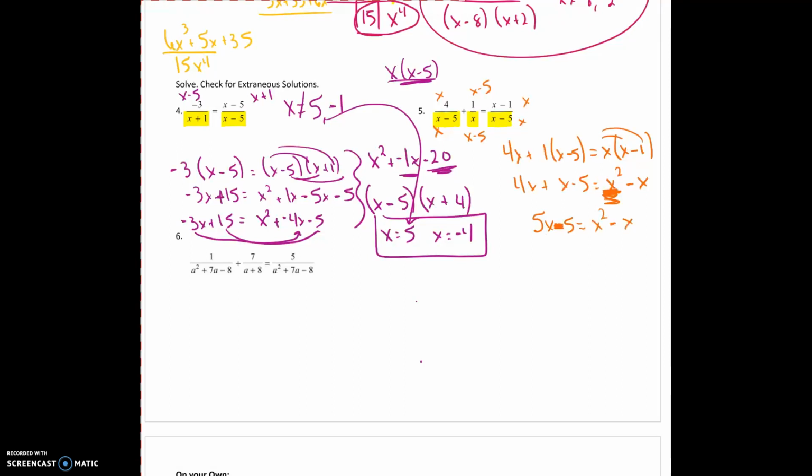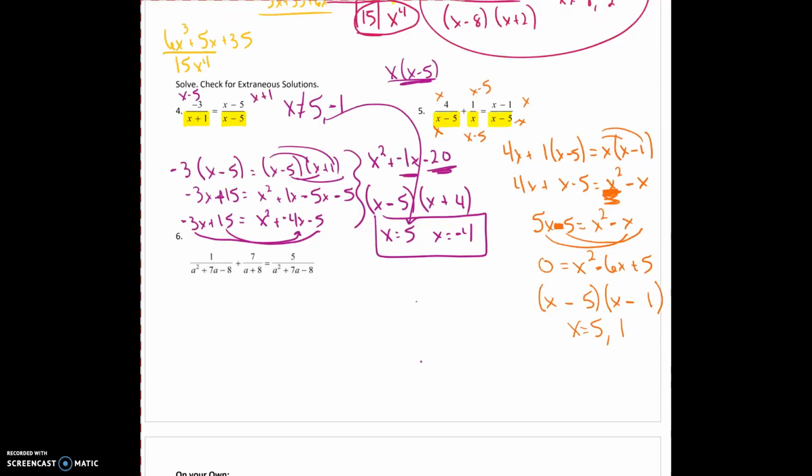So I'm going to subtract the 5x to join this negative x. That'll be negative 6x. And I'm going to add the 5 over to the other side. And now I'll be looking for factors of 5 that get me to -6. It's easy factoring. These are the only factors of 5. And I'm going to make them both negative so I can get the positive 5 and the -6. So when I'm done, my answers are 5 and 1.